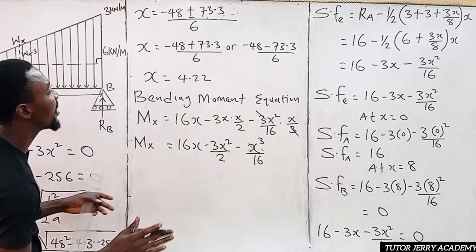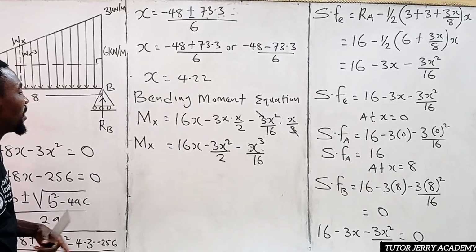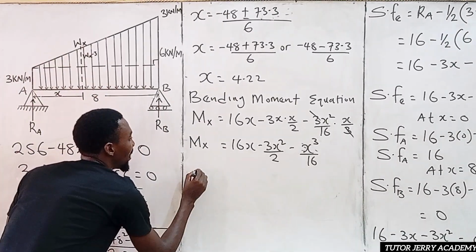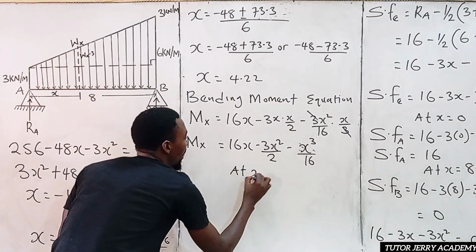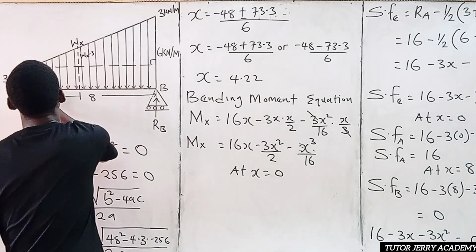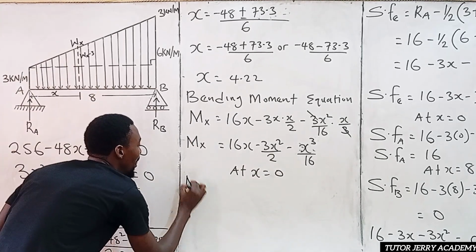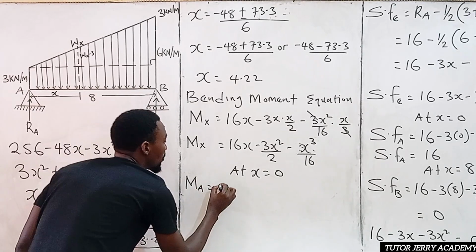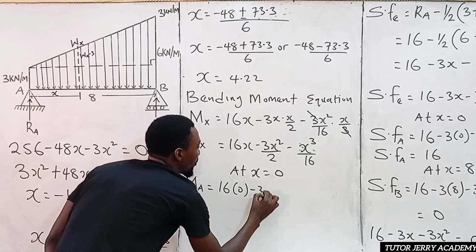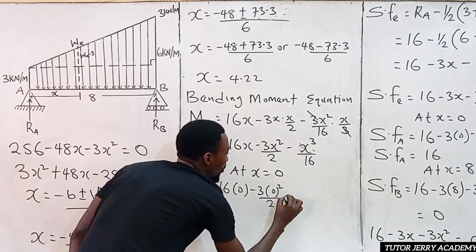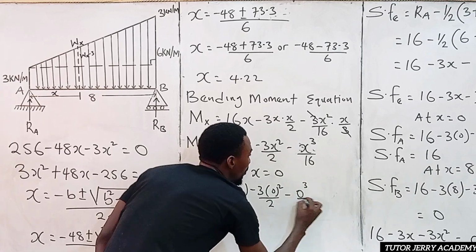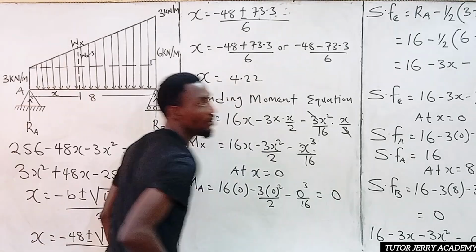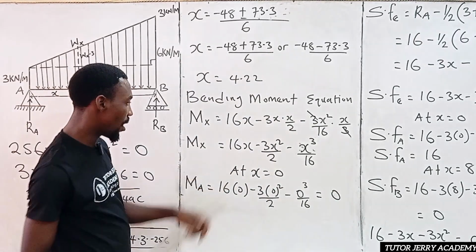Now let's get the bending moment at point A, the bending moment at point B, and the maximum bending moment. The bending moment at point A is at S equal to 0, because at point A our S is equal to 0. So the bending moment at point A is equal to 16 into 0, then minus 3 into 0 squared all over 2, minus 0 cubed all over 16. All the values here give us 0.